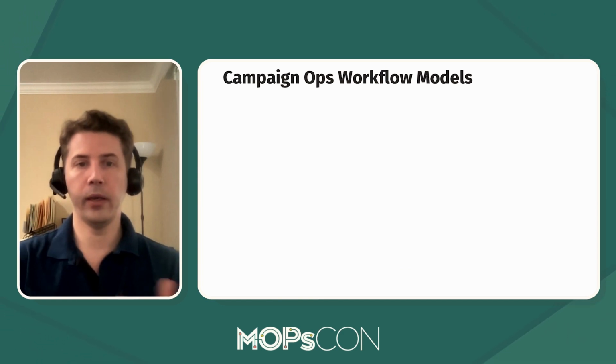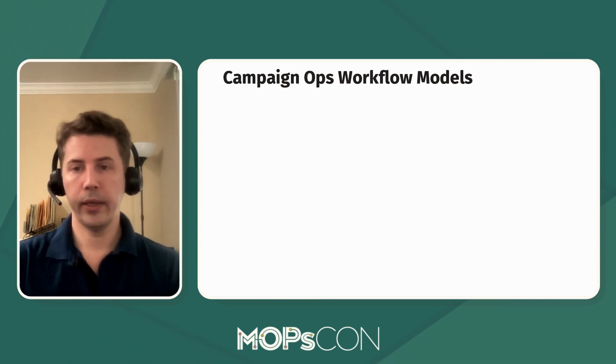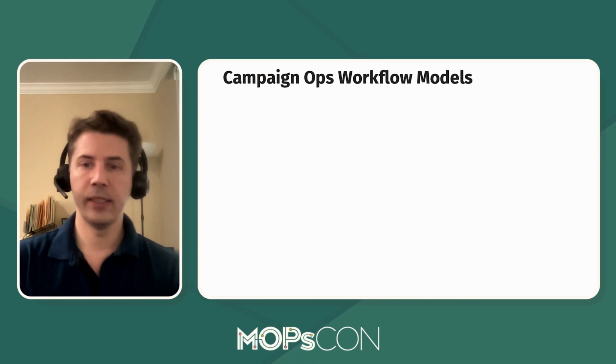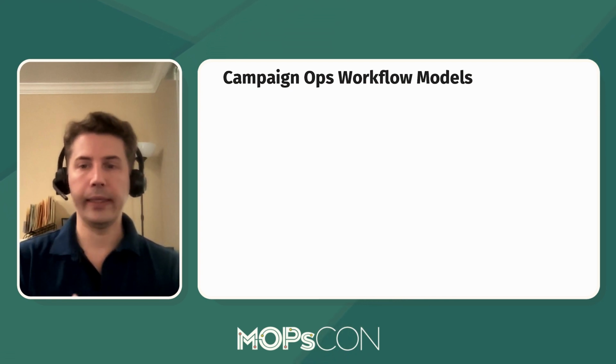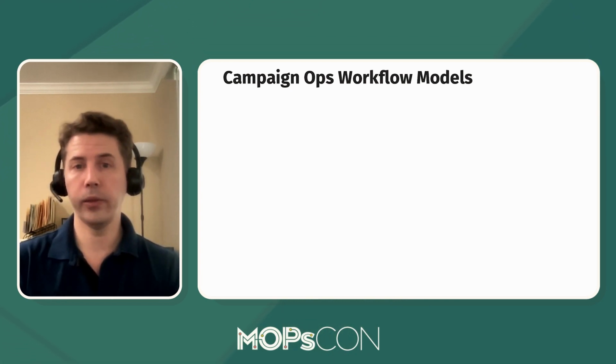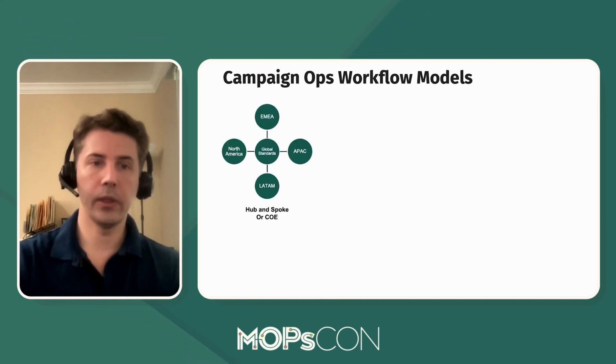Now, there are campaign ops workflow models. Now, any model can work for your business. You may find it's a cultural thing. You may find it's how the business has been set up. You have different brands or BUs across the world. Ultimately, it's what's going to work for you and your stakeholders. I don't find any of these models are inherently faster or change the capacity, but they have pros and cons. And we'll talk a little bit about that.